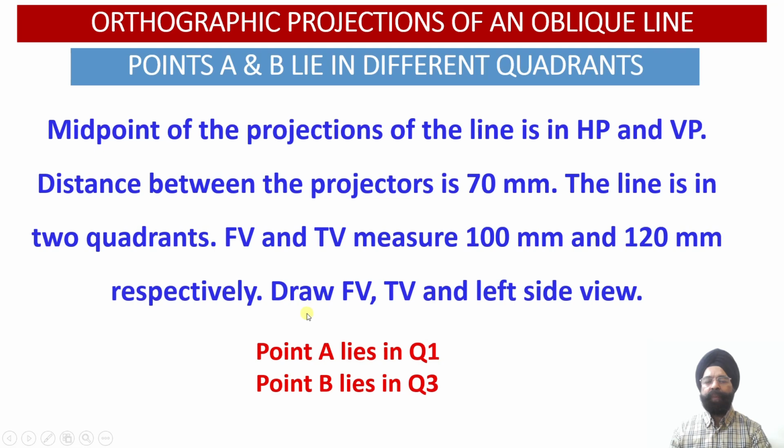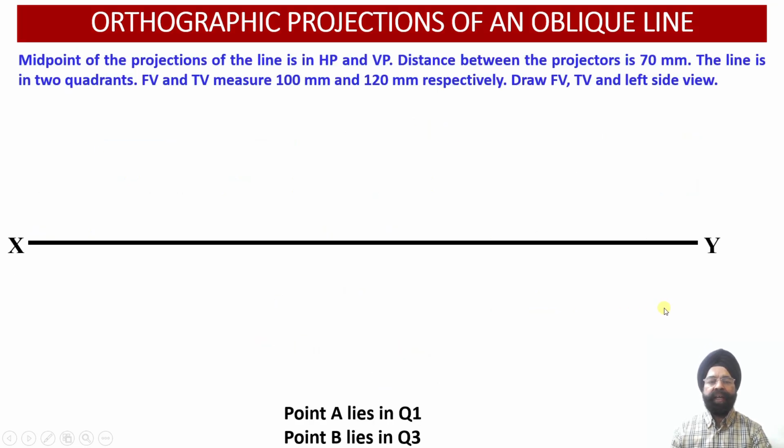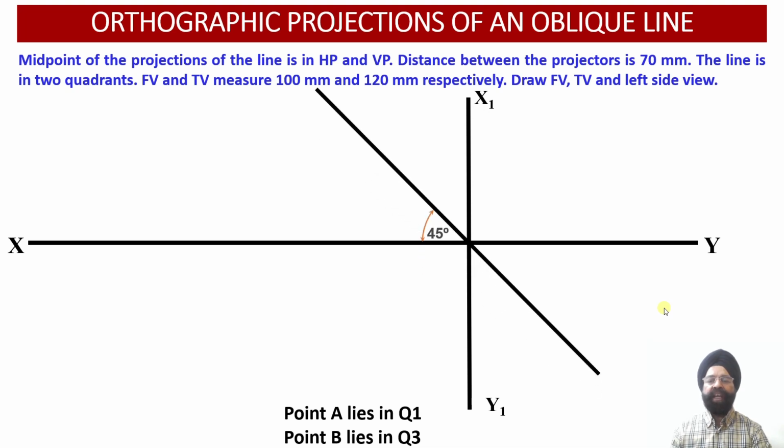Now with this information, we are required to draw the orthographic projections of this oblique line, and we will be drawing the front view projections, the top view projections and the left hand side view projections of this particular line AB. So let us proceed with the construction of the orthographic projections of this oblique line.